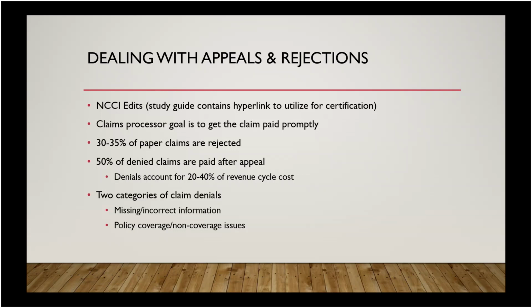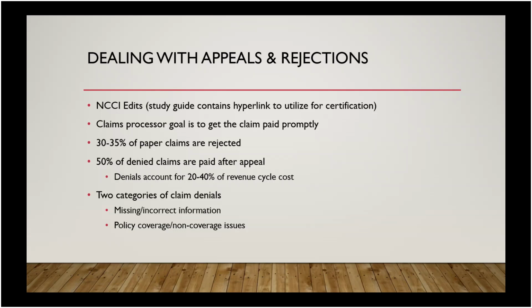Claims processor, their goal is to get the claim paid properly. And then 30 to 35% of paper claims are rejected. These numbers are on your certification. They're wanting you to show that you understand that there is a denial and a rejection amount. 50% of denied claims are paid after appeal. So if you do have a denied claim, you don't want to stop there. You do want to appeal it to get it paid. That's where some actually lose money because they fail to appeal.